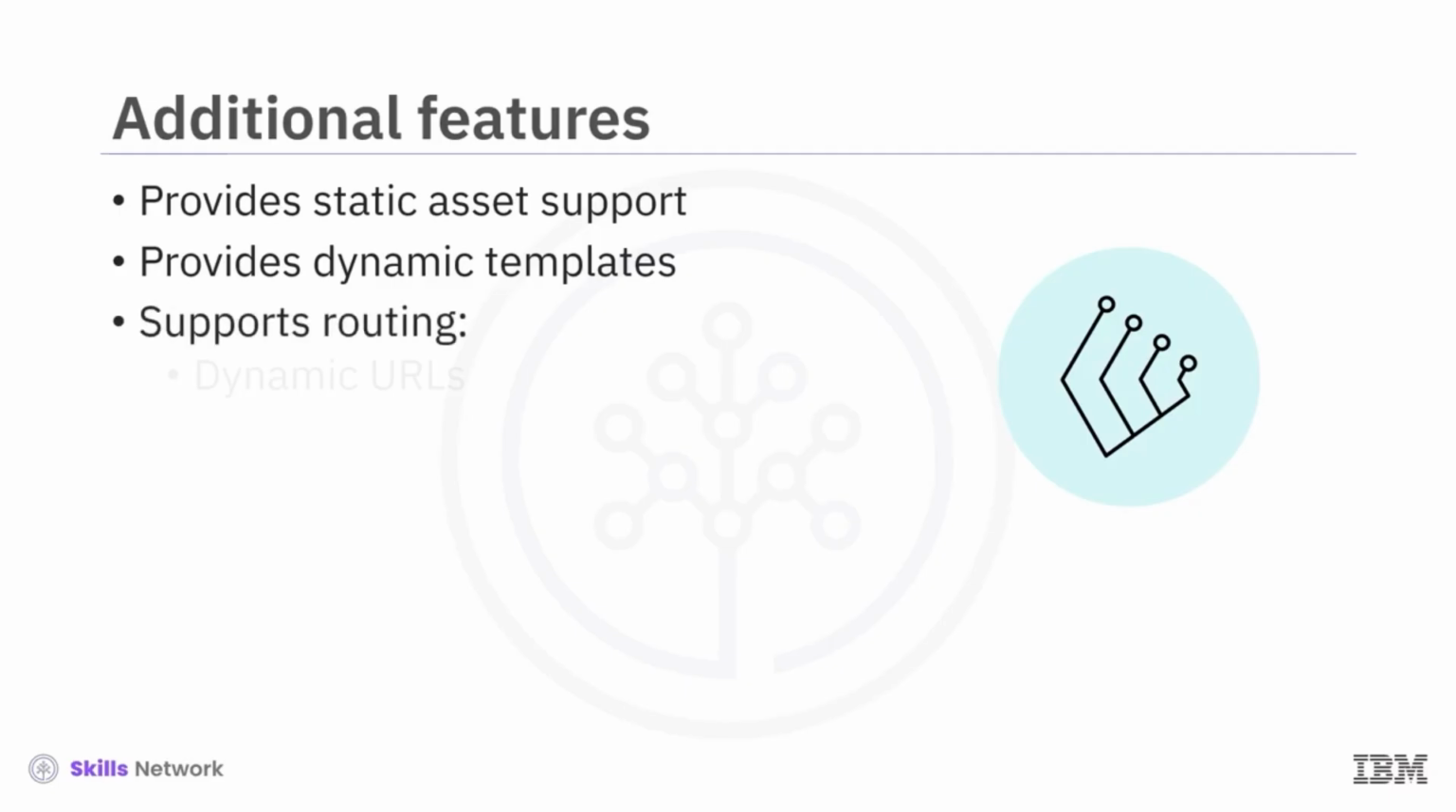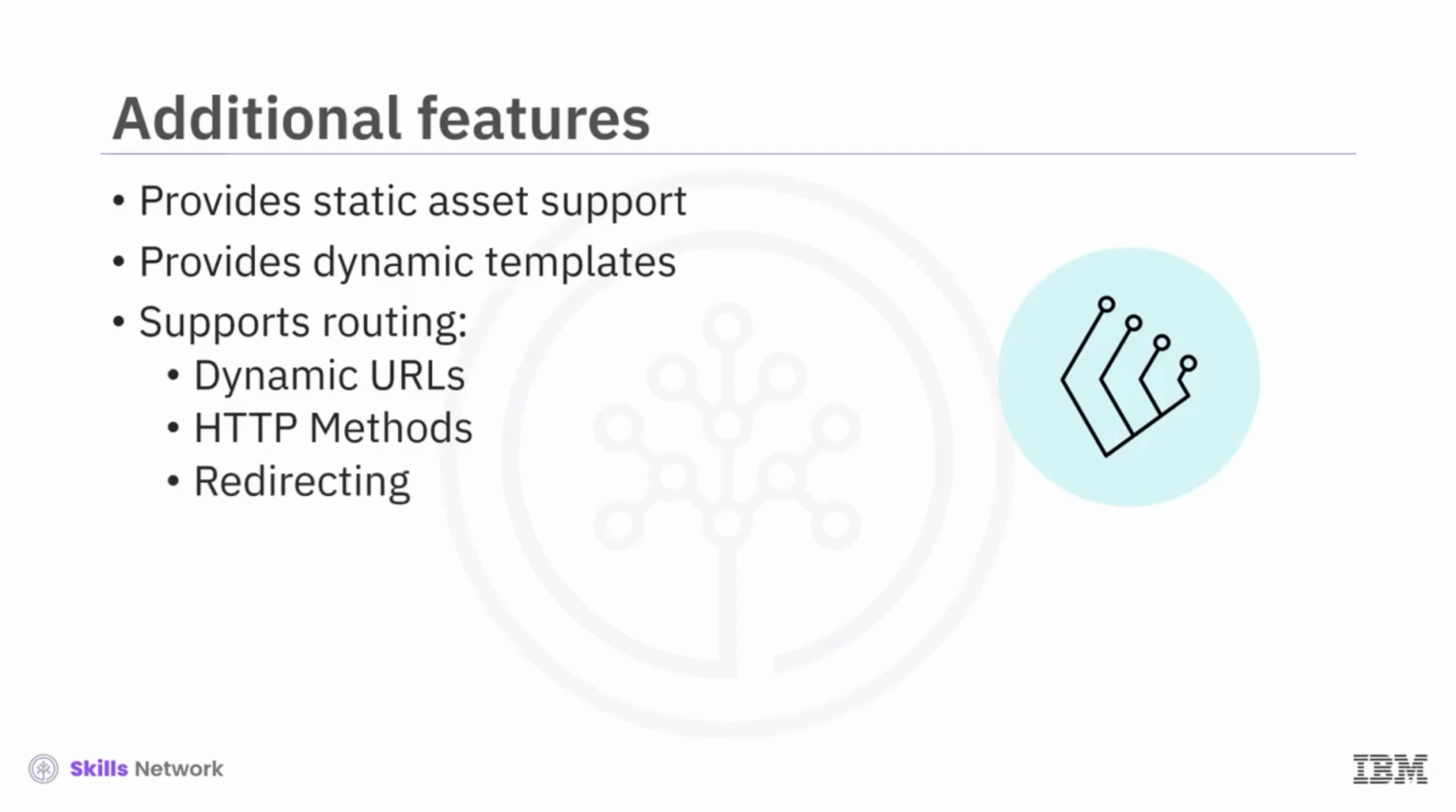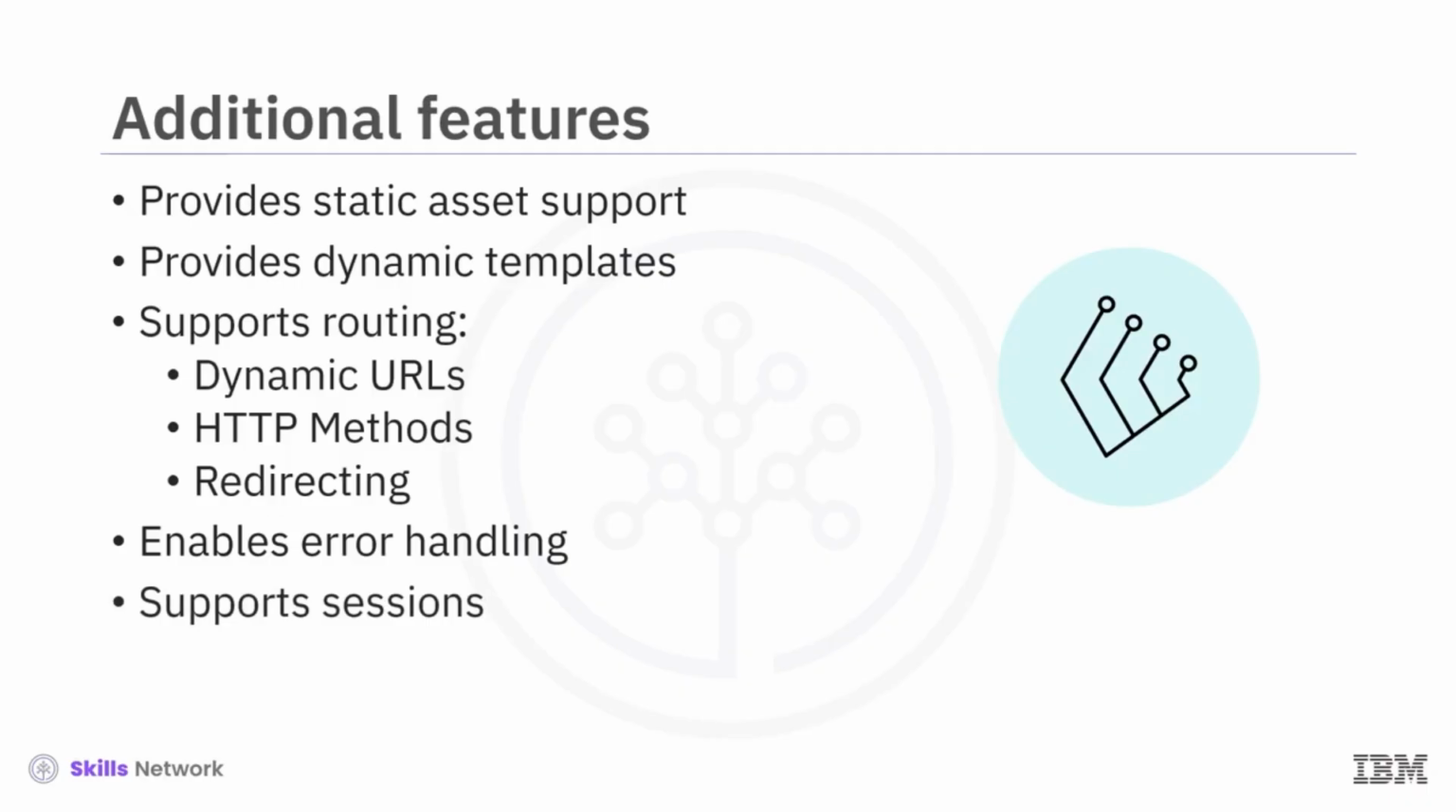Flask provides routing and supports dynamic URLs that are extremely useful for RESTful services. You can create routes for different HTTP methods and provide redirection in your application. You can write global error handlers in Flask that work on the application level. And finally, it supports user session management.